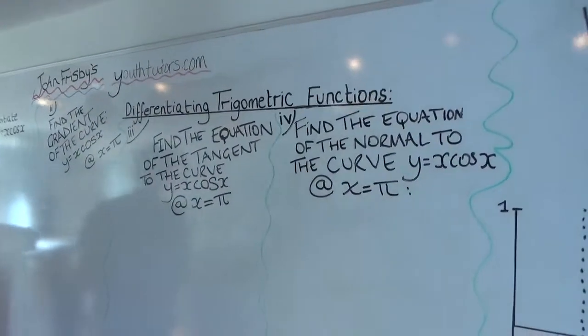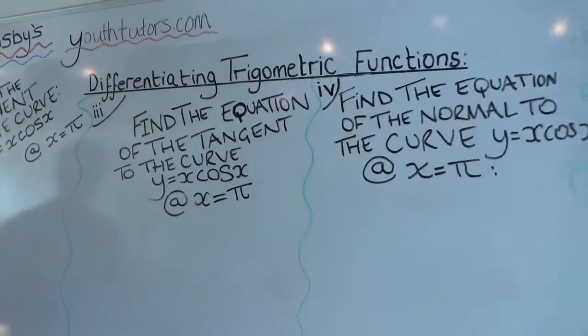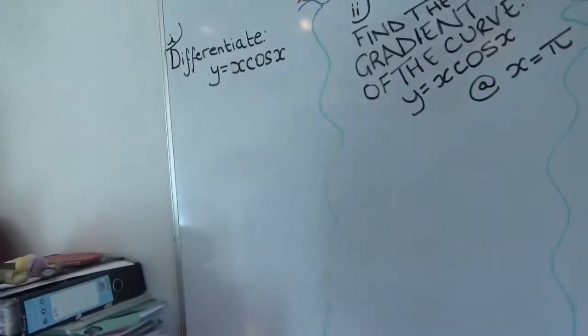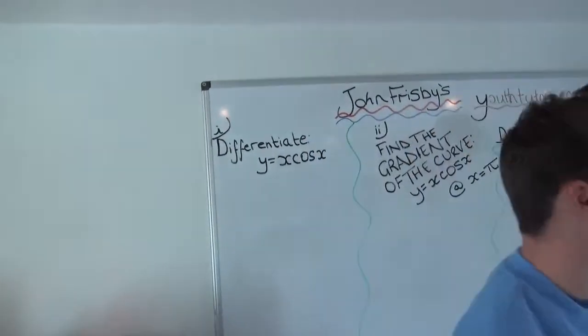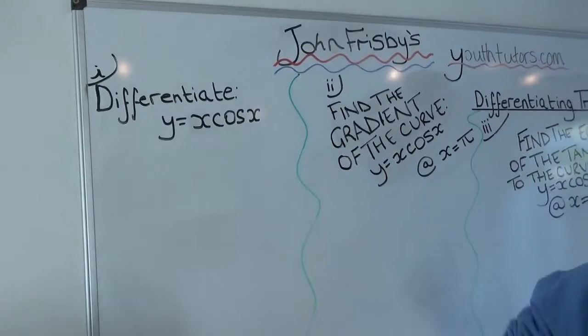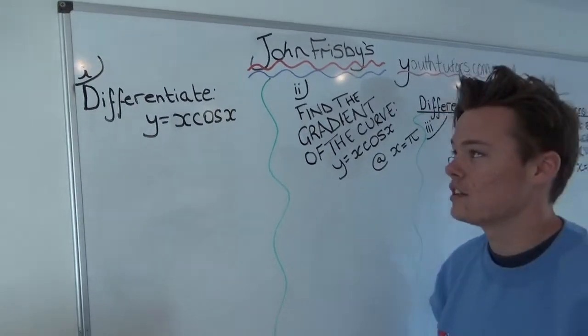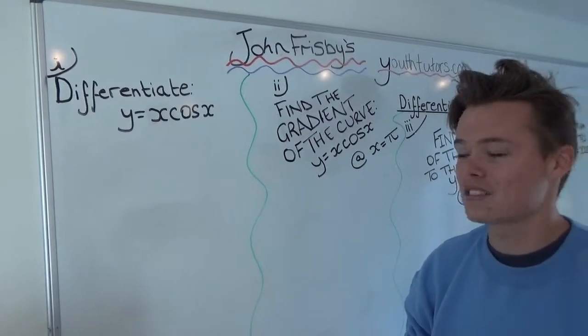Okay, so we're doing differentiation of trigonometric functions. There are four parts to this question, it looks like. It's quite a long-winded question, but we can work through it quite easily. Question 1 is obviously, as it says, differentiate y equals x cos x.